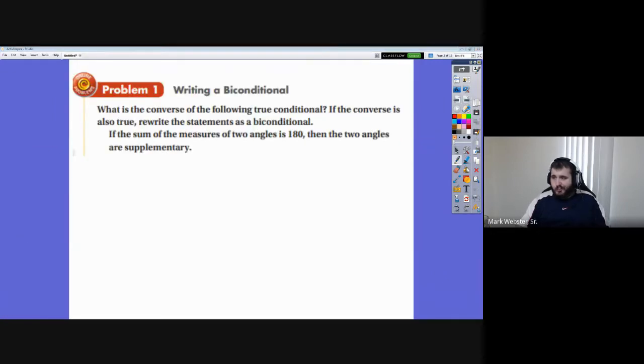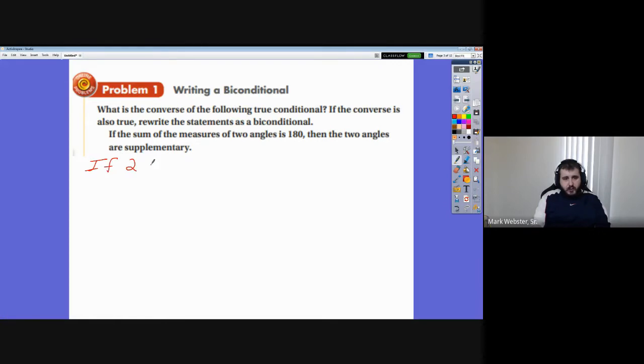So let's look. I want to write a biconditional. What they're asking me to do here with this problem is write the converse of whatever this statement is. And if the converse is also true, then we can rewrite it as a biconditional. So let's do that. Here's our sentence. If the sum of the measures of two angles is 180, then the two angles are supplementary. Okay, that's true. That's what we know. Two angles adding up to 180 means that they're supplementary. So let's look at the converse.